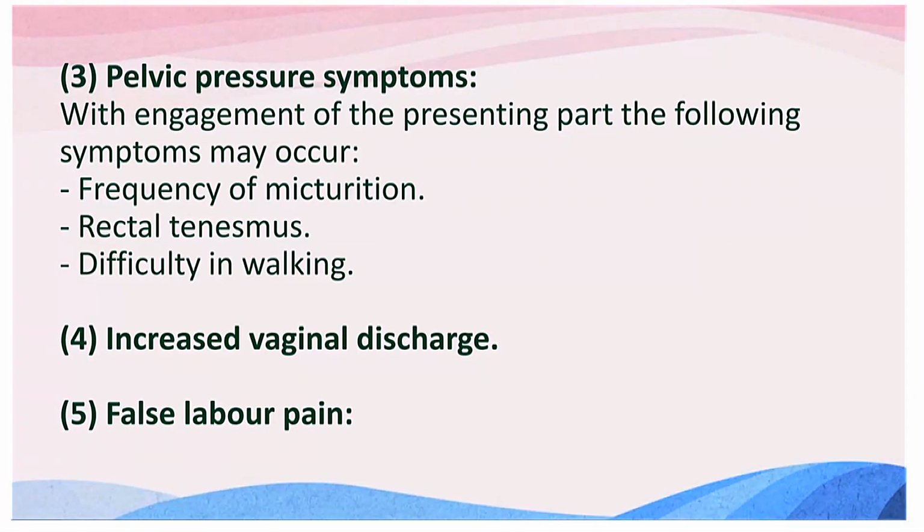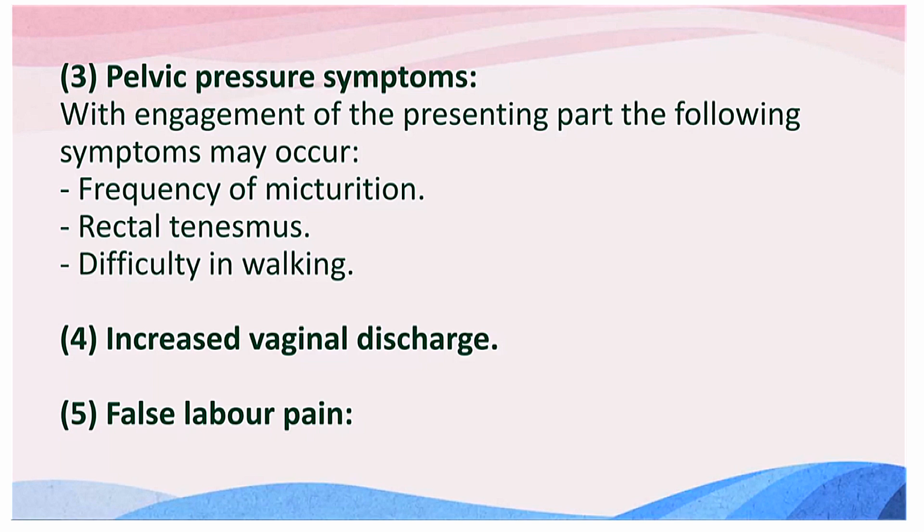Next one is pelvic pressure symptoms. With engagement of the presenting part, the following symptoms may occur. The first one is frequency of micturition. Second one is rectal tenesmus. The third one is difficulty in walking. These are the pelvic pressure symptoms. The fourth one is increased vaginal discharge, which everybody knows occurs before onset of labor. And the last one is false labor pain.